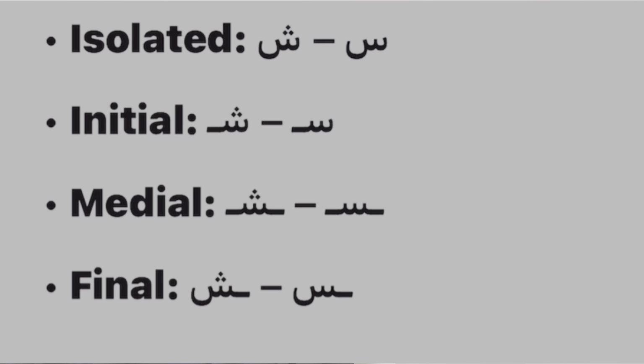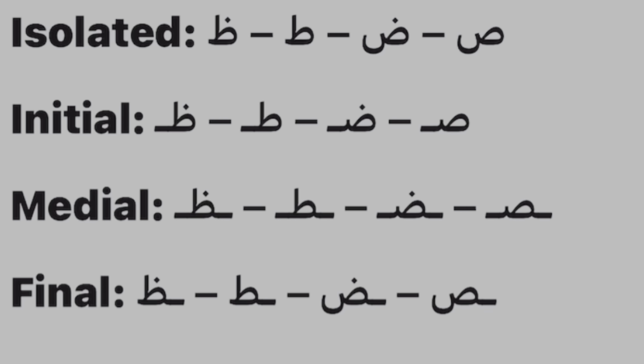Next, we have Sin and Shin. These 2 letters have a long wavy shape and they look almost identical except Shin has 3 dots on top. These are pretty easy to recognize once you spot the wave shape. Now let's look at the heavy letters. Sad, Dad, Ta, and Dha. These letters have a bolder appearance compared to others.